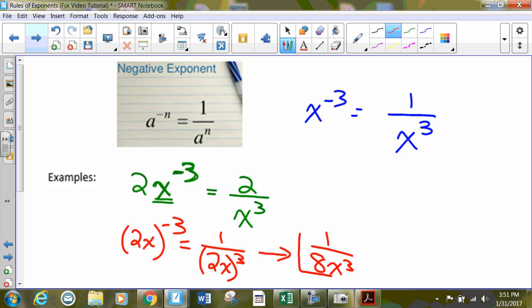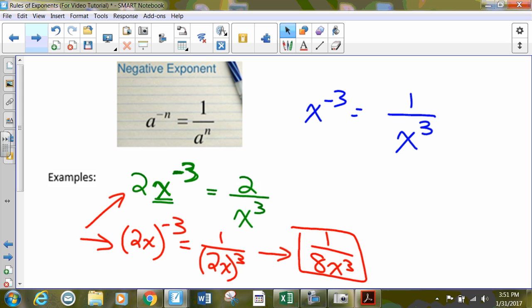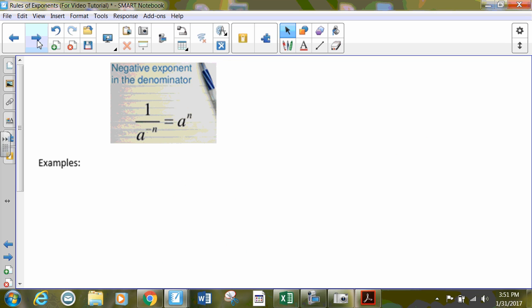So very different answers, right? Depending on if you have parentheses. If you have parentheses, that negative 3 goes to both the 2 and the x. And in this case, that negative 3 only goes to the x, not to the 2. And as much as I know that my algebra students need to hear that, my pre-calc students need to hear that as well. So please remember that. Lots of test mistakes happen because of forgetting that.